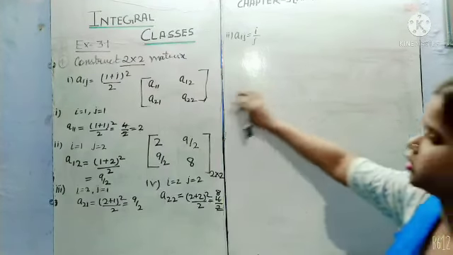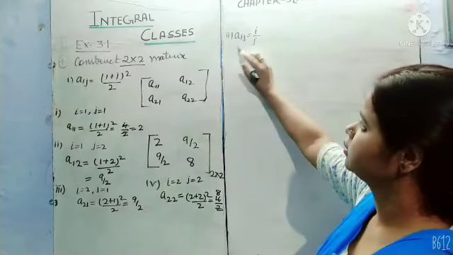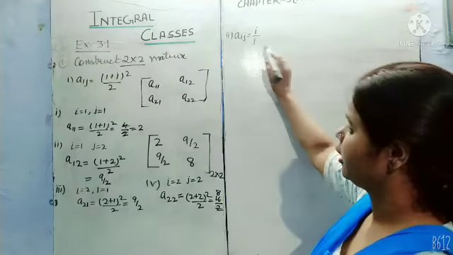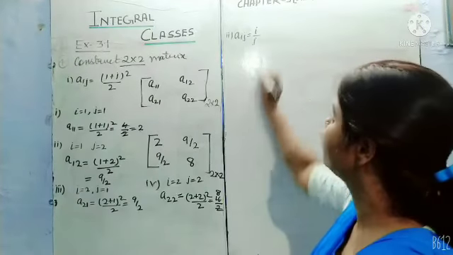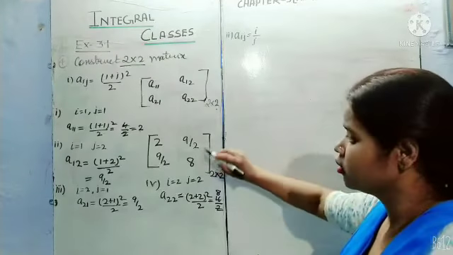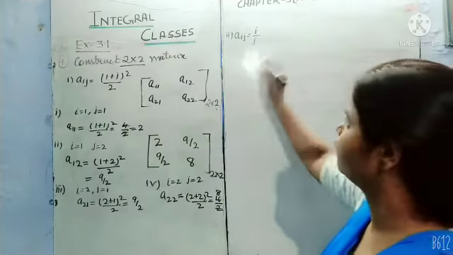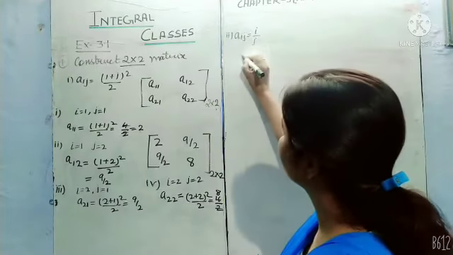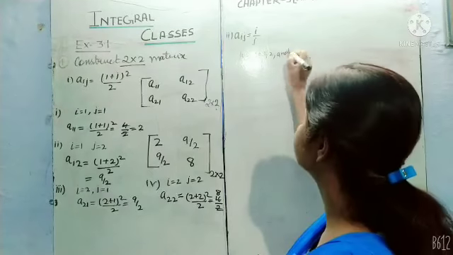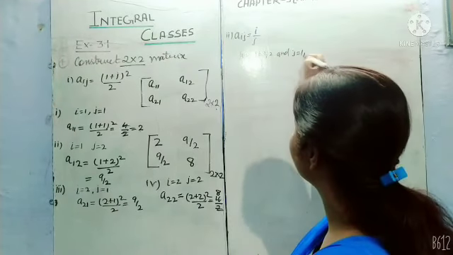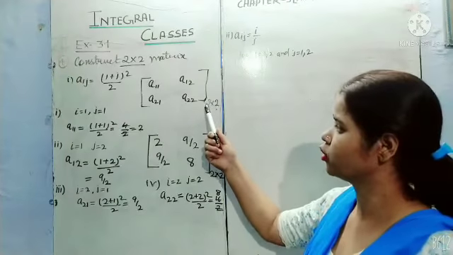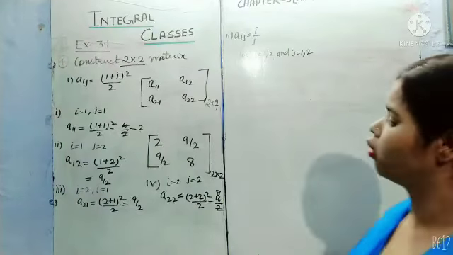Second part of question number 4. Again we have been given the formula Aij equal to i upon j. And this matrix is also 2 into 2. It is also similar to this. Now student, we will find the values for i equal to 1 and 2 and j equal to also 1 and 2. Why? Because we want a matrix of order 2 cross 2.